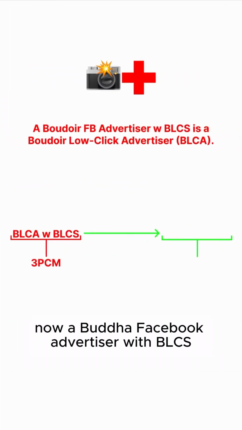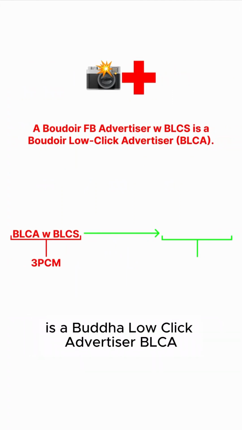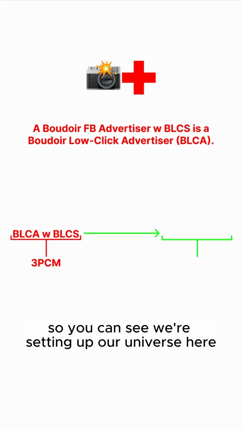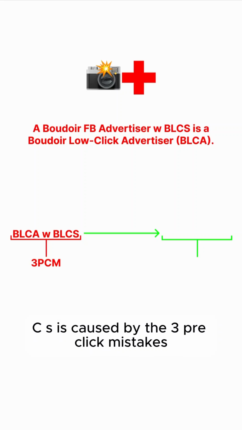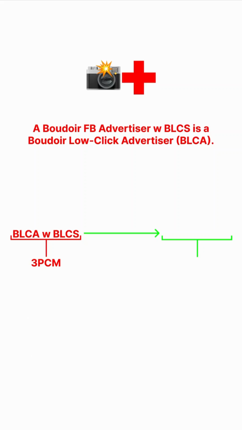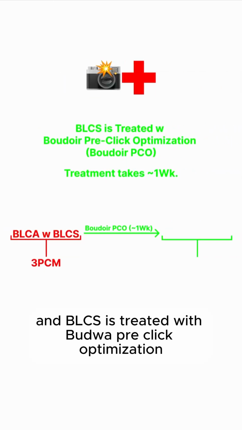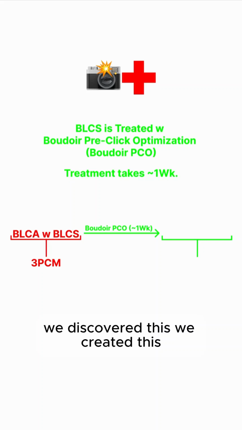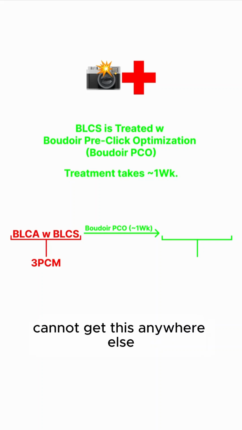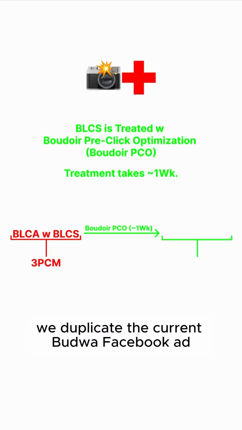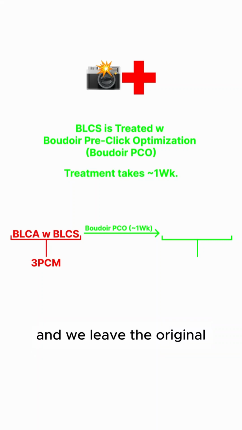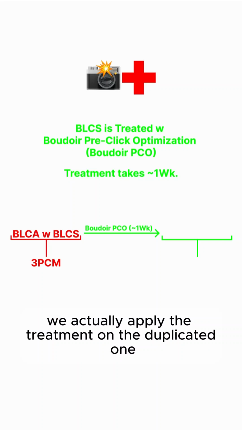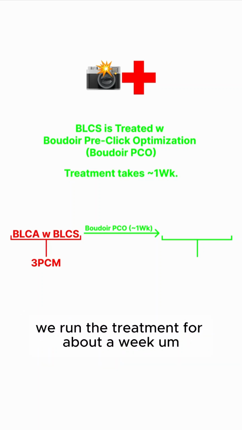Now, a Boudoir Facebook advertiser with BLCS is a Boudoir low-click advertiser, BLCA. So, you can see we're setting up our universe here. A BLCA with BLCS is caused by the 3 pre-click mistakes. And BLCS is treated with Boudoir pre-click optimization, Boudoir Pico. Treatment takes about a week. We discovered this, we created this, cannot get this anywhere else. The way the treatment works is we duplicate the current Boudoir Facebook ad, and we leave the original. And we apply the treatment on the duplicated one. We run the treatment for about a week.